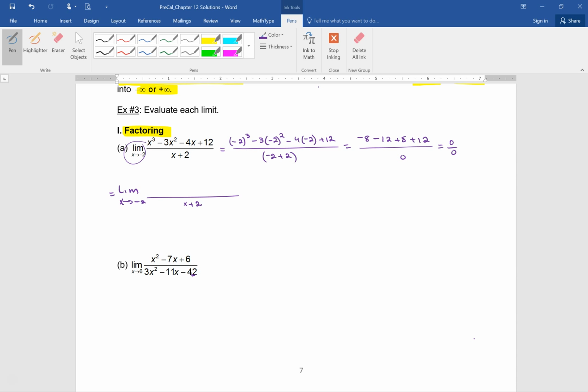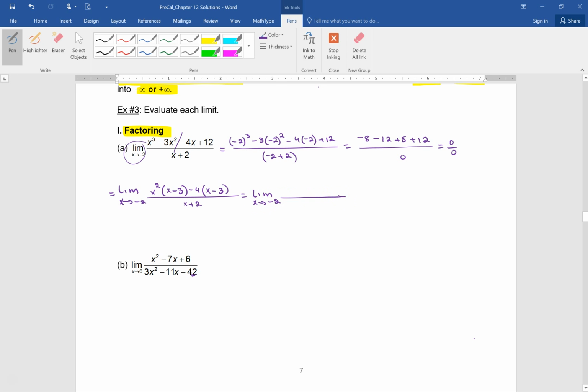Grouping. Awesome. We split it down the middle. Here, we can take out an x squared, and I get x minus 3. From the right side, I take out a minus 4, and I get x minus 3. How convenient. So this is the limit as x approaches negative 2.